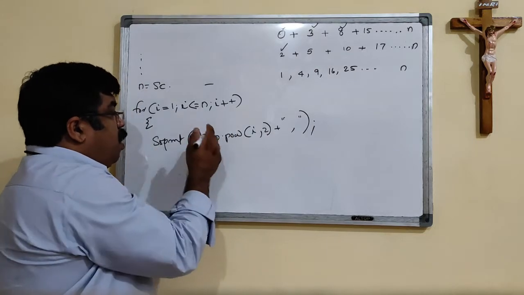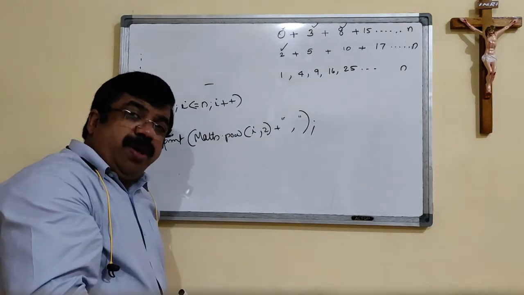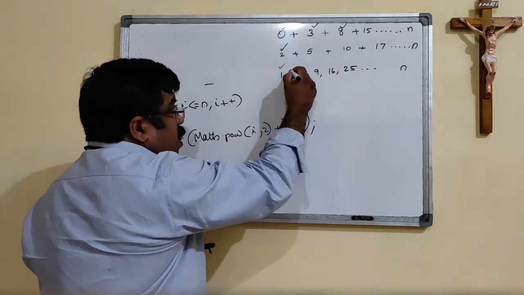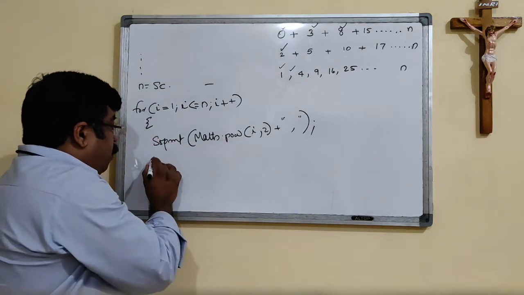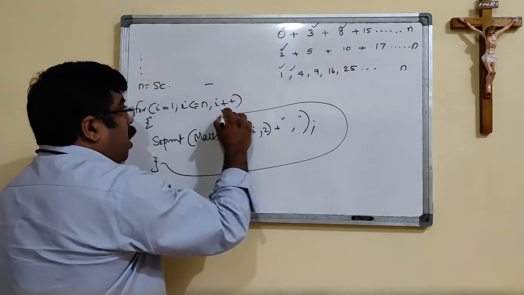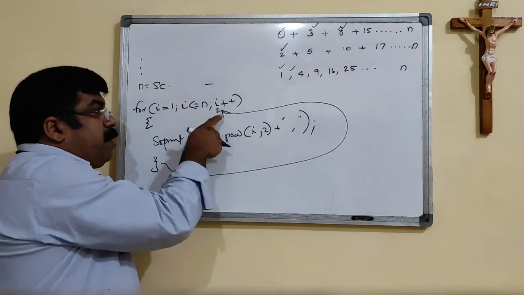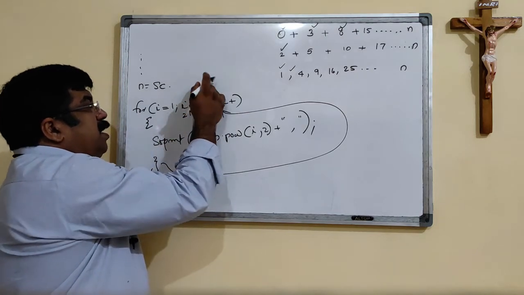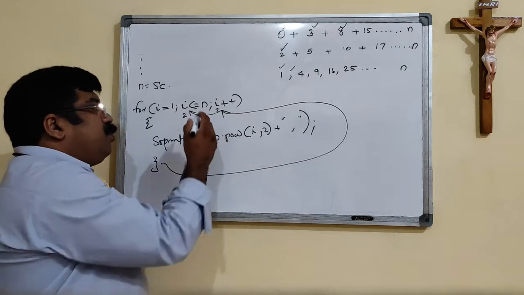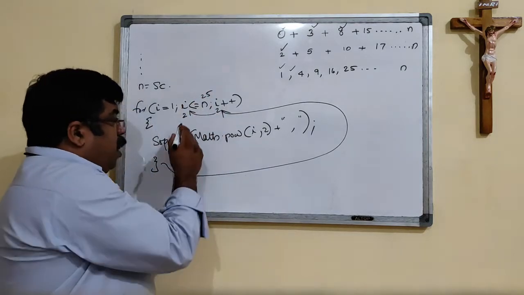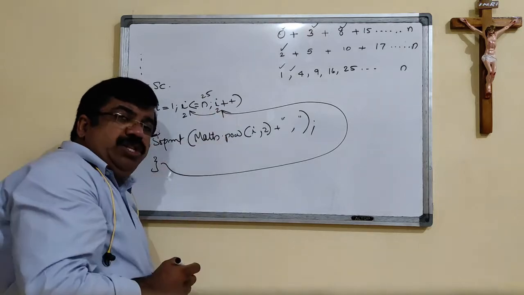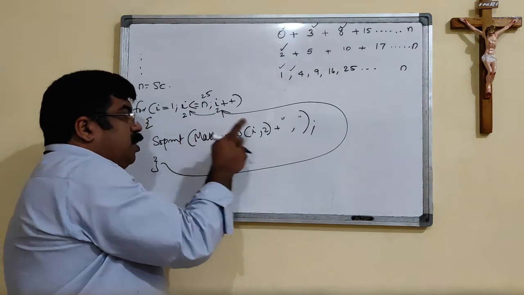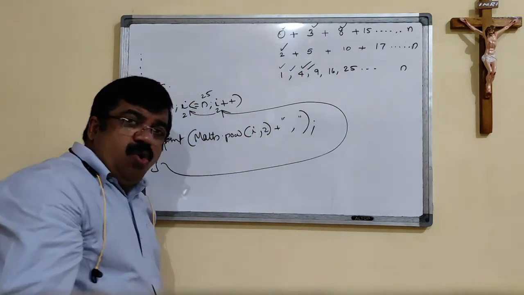When I is 1, 1 square. 1 square is 1, and the 1 square will be printed with a comma. This is printed and then a comma is printed. When I became 2, I got incremented, so I became 2, checking the condition, 2 is less than the n, whatever is our limit. Suppose 25, condition is true. Math.pow of I comma 2. What was I? 2. 2 to the power 2, 4. 4 is printed with a comma.